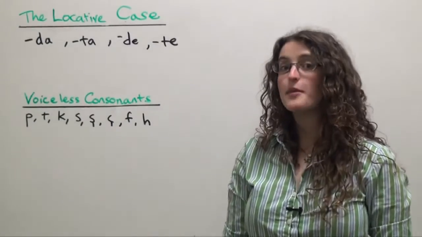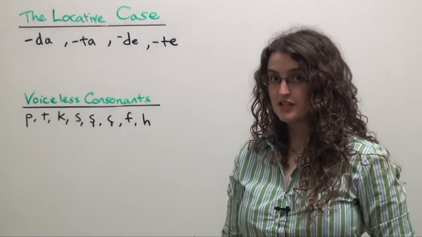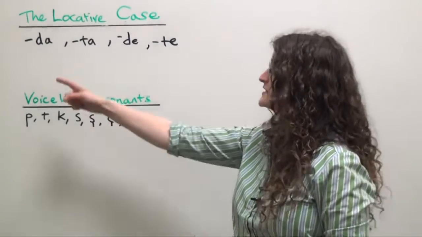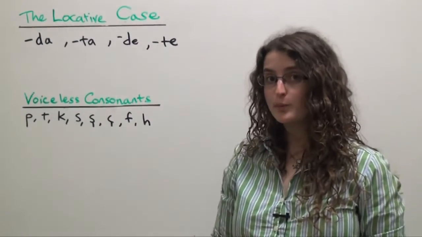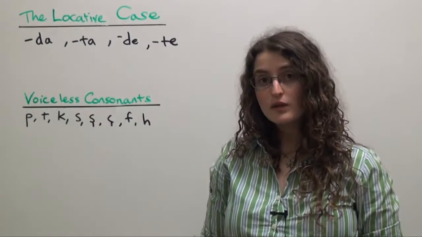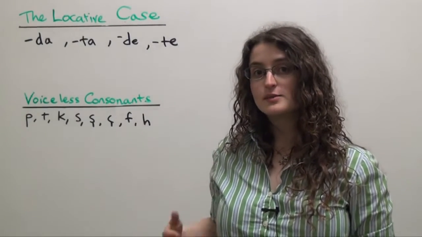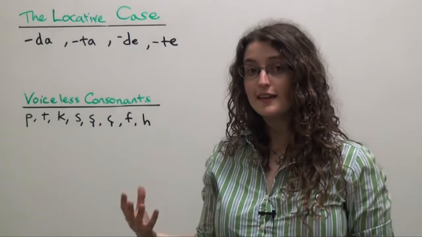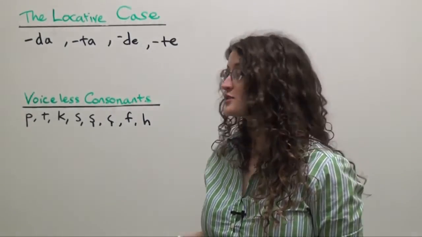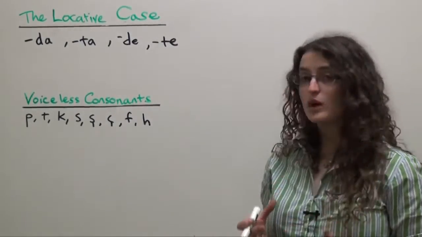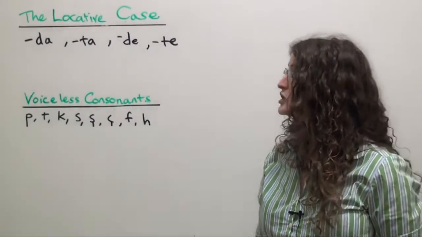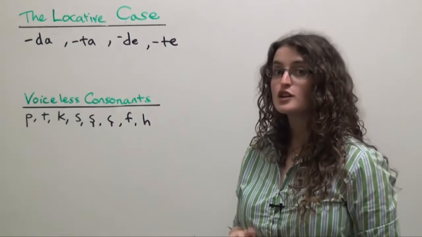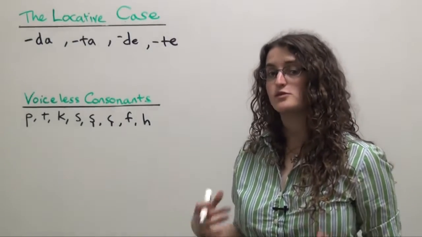Now we're going to talk about the locative case in Turkish. The locative case is a set of endings which you can attach directly to a noun or pronoun that is the equivalent of the English expression on, in, or at. So, for example, if we want to say at home or in the house, we'll attach the locative case ending directly to the noun house or home.